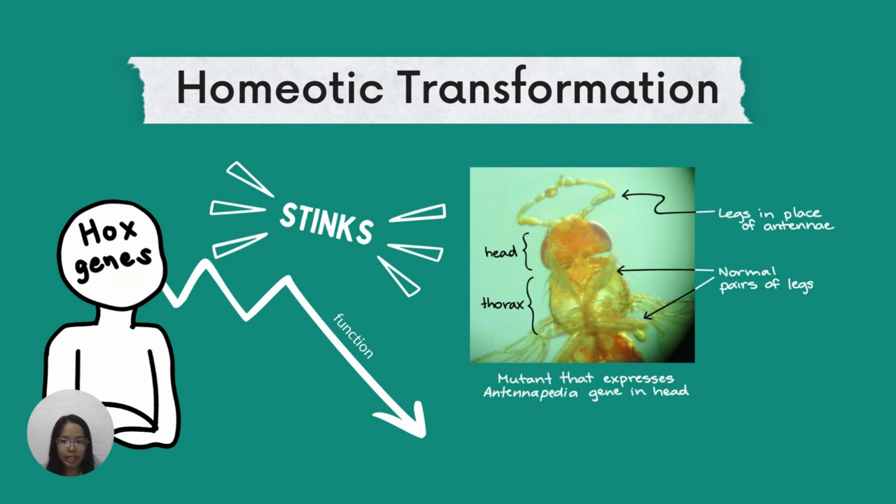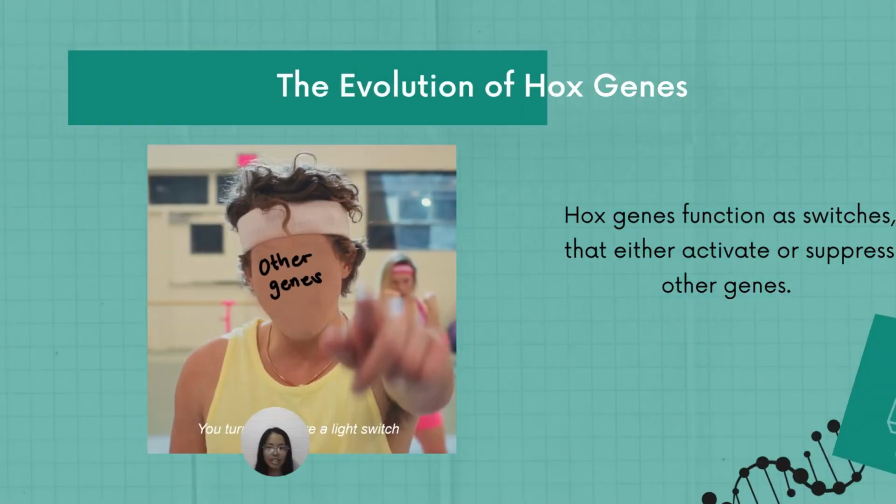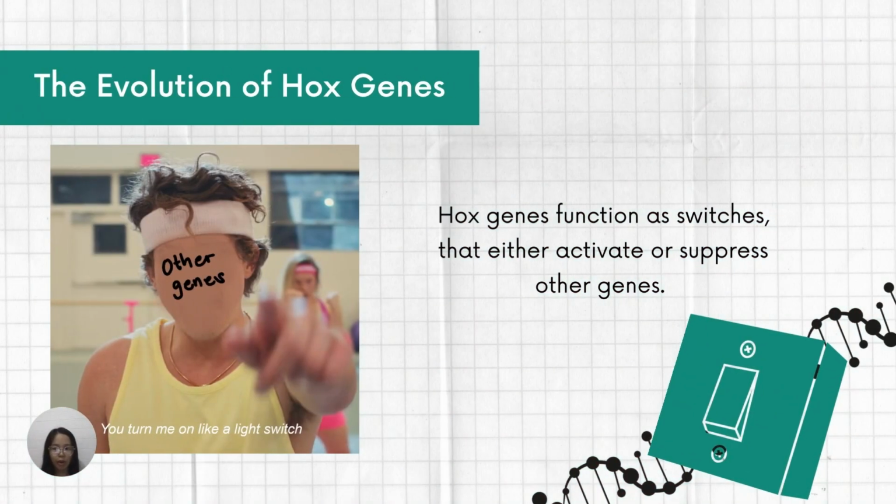For example, as we can see here, the mutation expressed a gene called antennapedia, causing the fruit fly's antennae to develop into legs. Hox genes can turn other genes in our body on or off, kind of like a light switch. I'll be explaining this concept a little bit further in the succeeding slides.